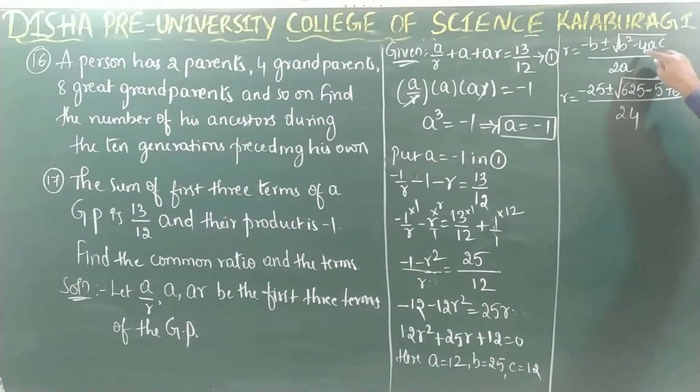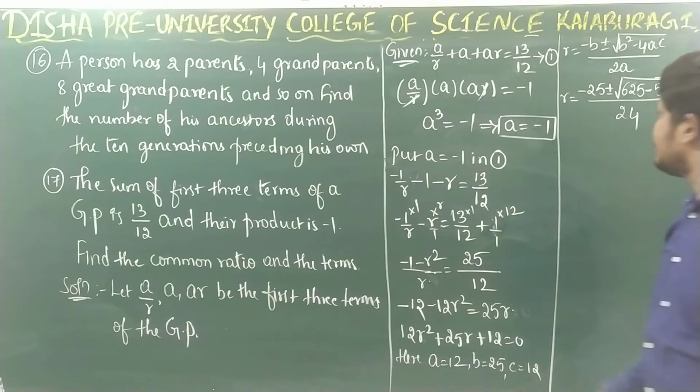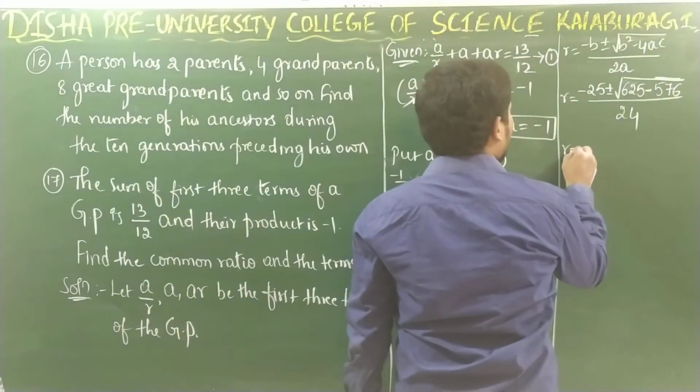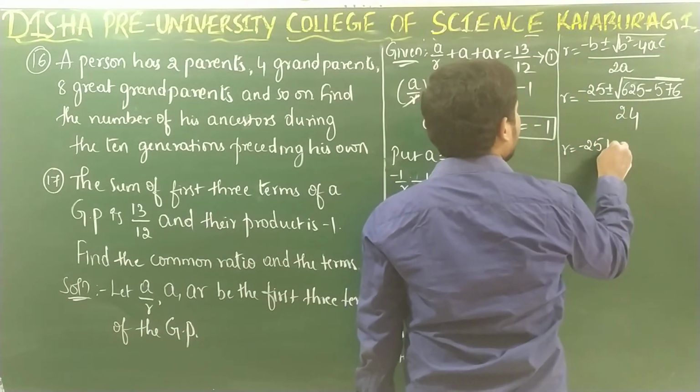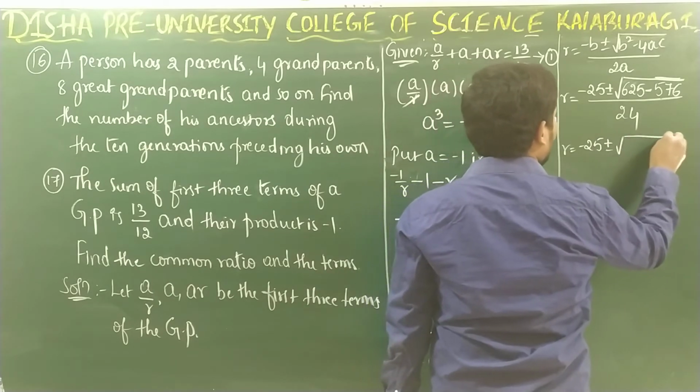Right? So see here, 4 into 12 is 48. 48 into 12. 12 8s are 96, so 6, 9 carry. 12 4s are 48. 48 plus 9 will be 57. You can multiply and see that. r is equal to minus 25 plus or minus square root of.